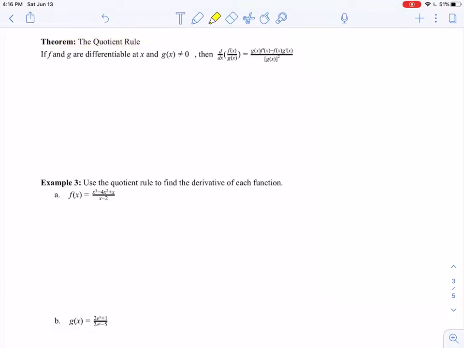It says if f and g are differentiable at x and g is not equal to 0. Here we're just saying this because we don't want to divide by 0 for any reason. If we want to take the derivative of f of x divided by g of x, that is equal to g of x times f prime of x minus f of x times g prime of x, divided by g of x squared.